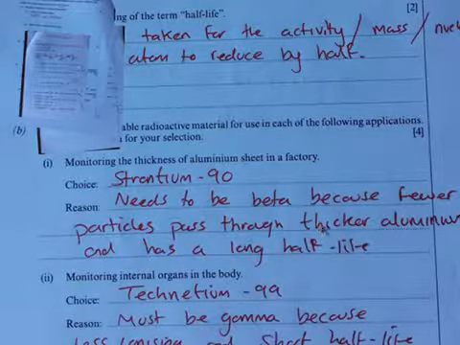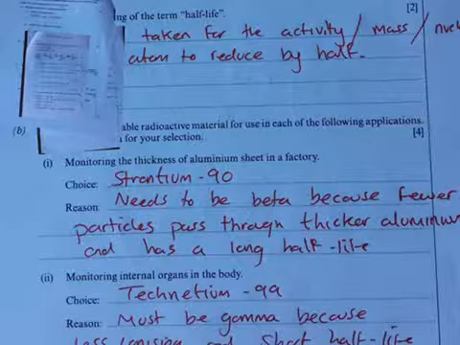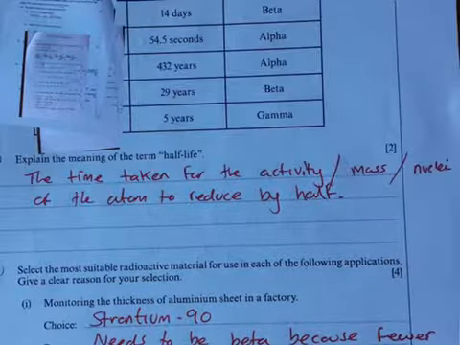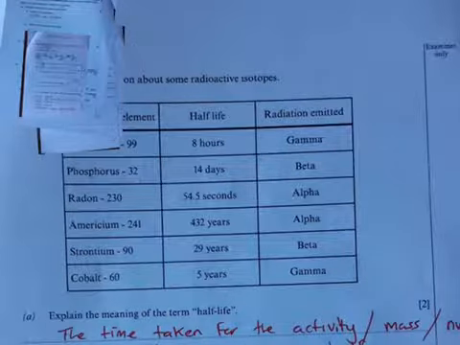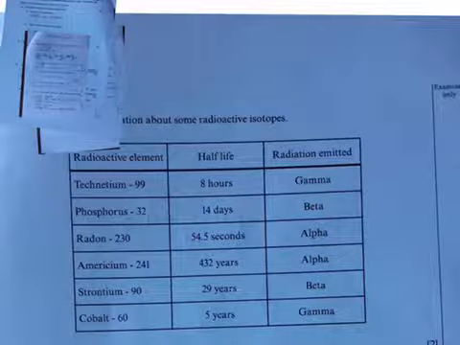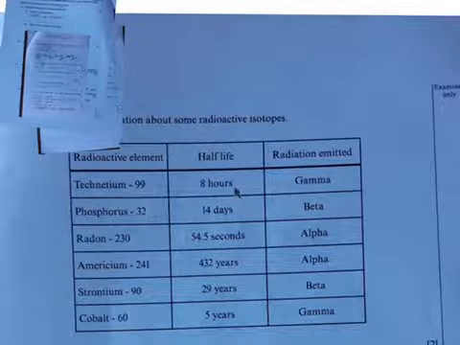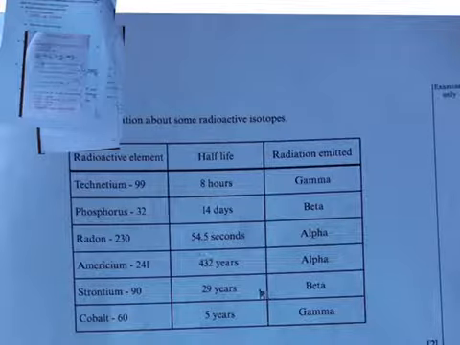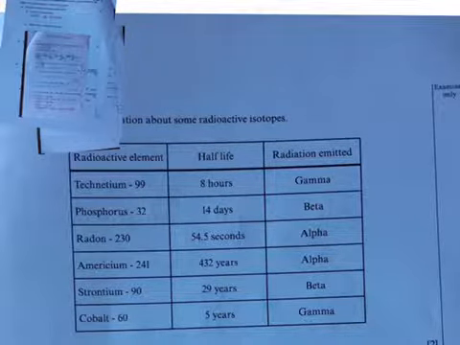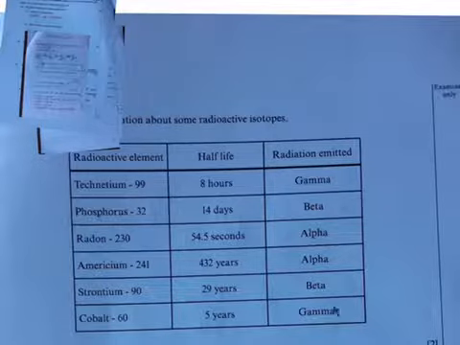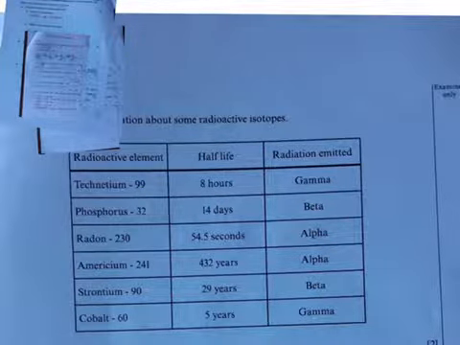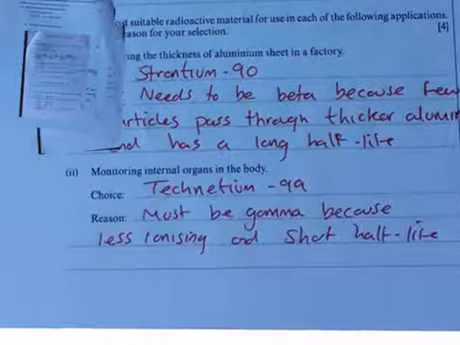I'm sure it's right because it's in the mark scheme, but you would be forgiven for going for maybe a short half-life in gamma. I probably would have gone for technetium 99 there for 8 hours. Sorry, a long half-life. So I would have gone for cobalt. Cobalt, 65 years before it needs to be replaced, and it's gamma. That's what I would have done, but we've gone for strontium, which is beta decay, of 29 years. So here we are. Learn something every day.